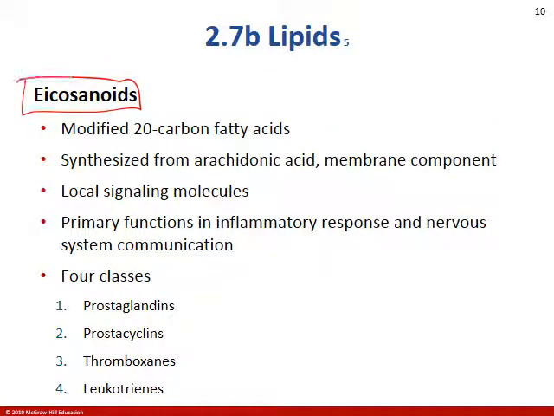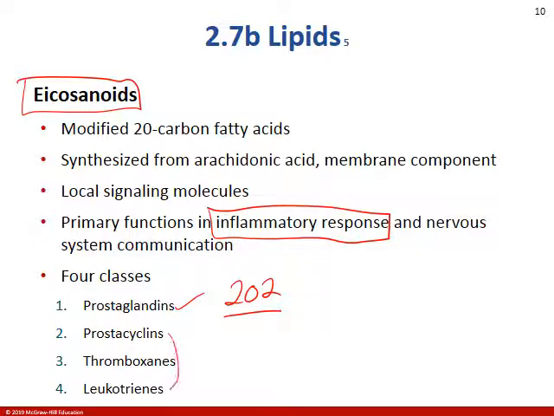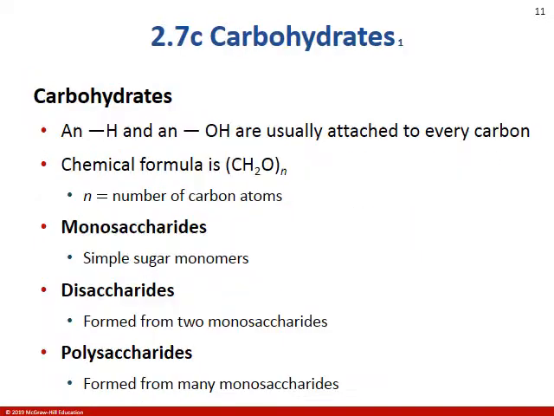Fourth group is these eicosanoids. We're really not going to come back and talk about these till 202. When we talk about inflammatory response, we'll come back and talk about prostaglandins. So some of these are going to come into play a little bit later. So for right now, as long as you say they have something to do with inflammatory and immune response, I'm good with that.